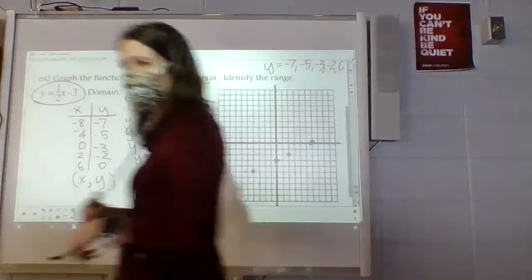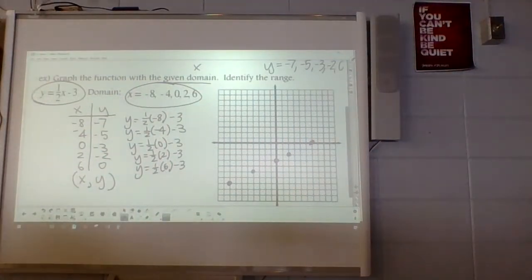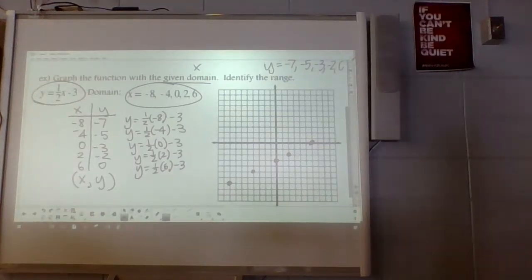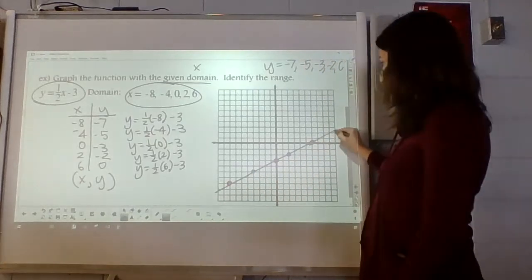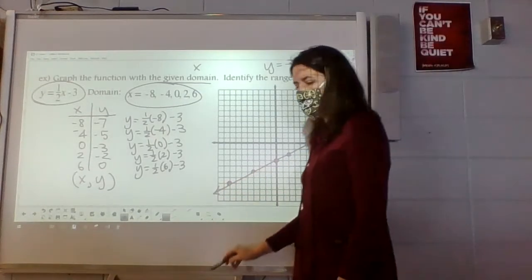So hopefully yours looks like a straight line. If not, something went wrong with one of your points. So check your points again if you didn't get them in a straight line. It's kind of a good way to know you're on the right track. And then in this case, we do get to connect the dots. So I'm going to draw a straight line through those. And I'm going to draw an arrow on each end.